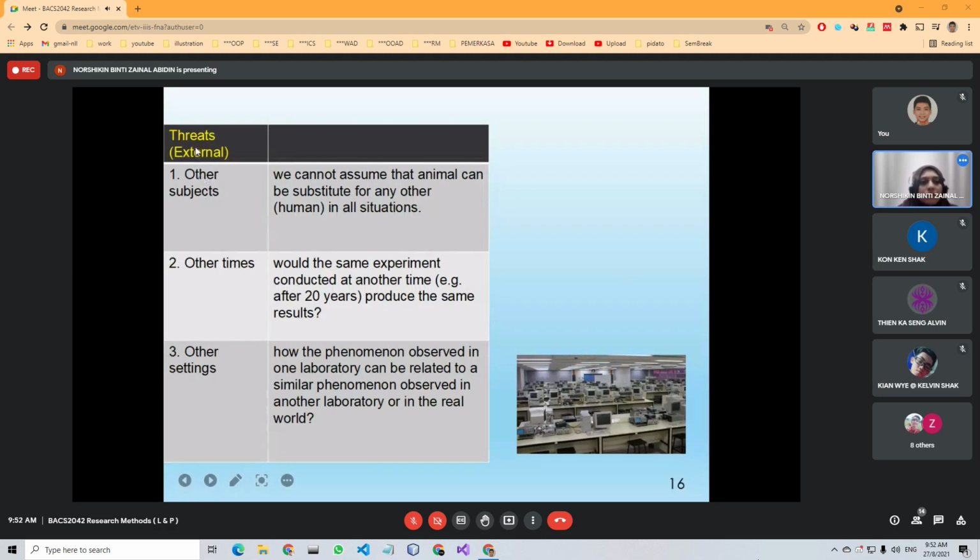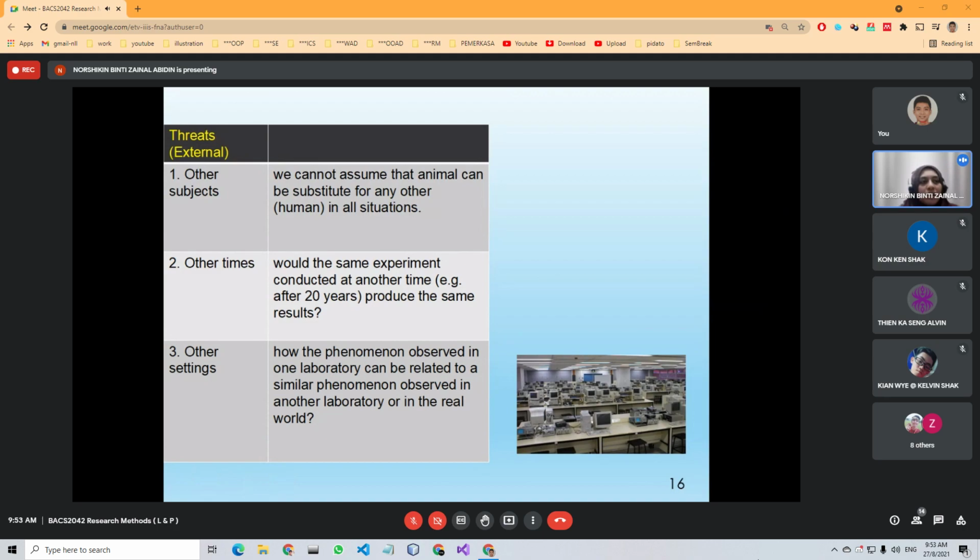Threats for external validity, first, other subject. We cannot assume that animals can be substituted for any human in all situations. So the subject is human. For COVID-19, the subject is commuters. For commuters in KK, the subject is students. For CGPA, students with online, social media. So this one, the subject is human, and we cannot assume that humans can be replaced by animals in all situations.